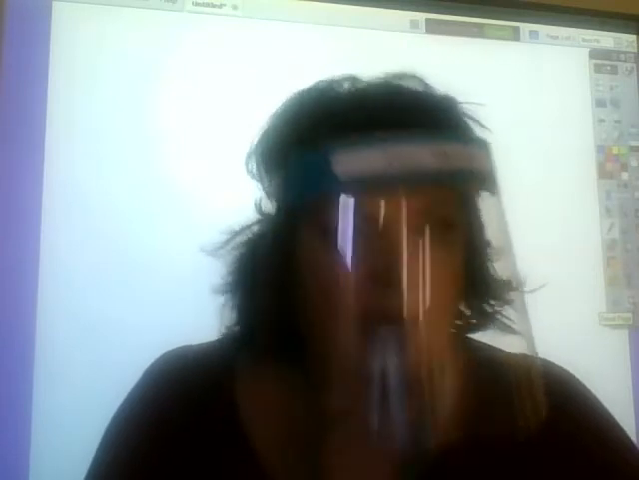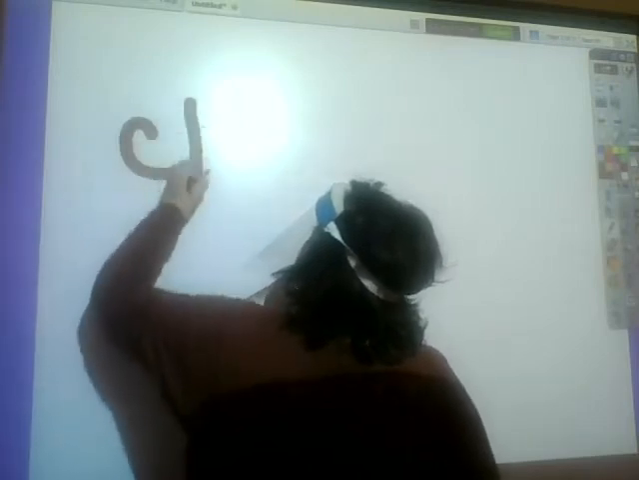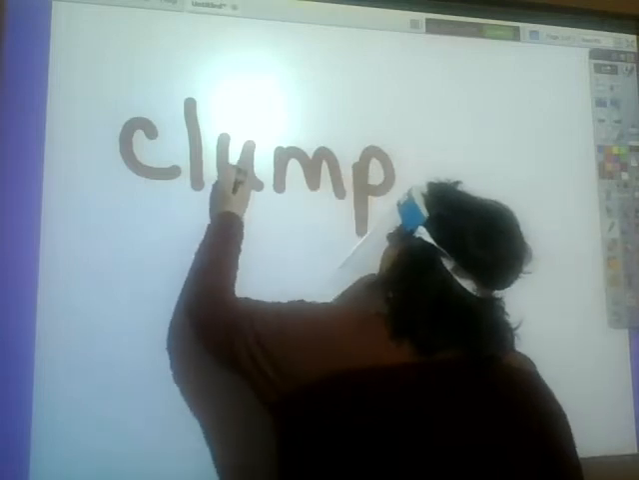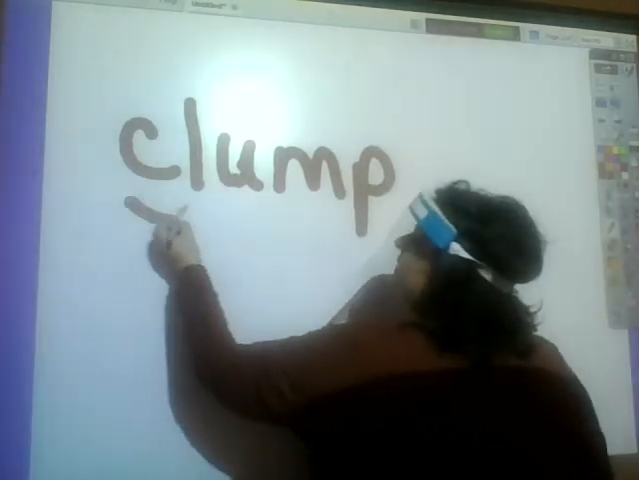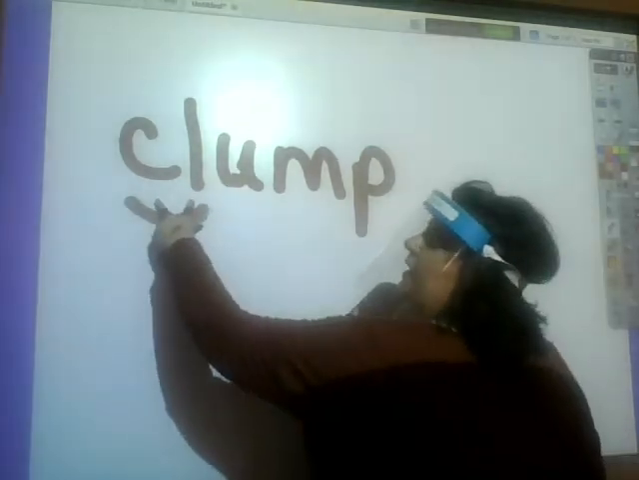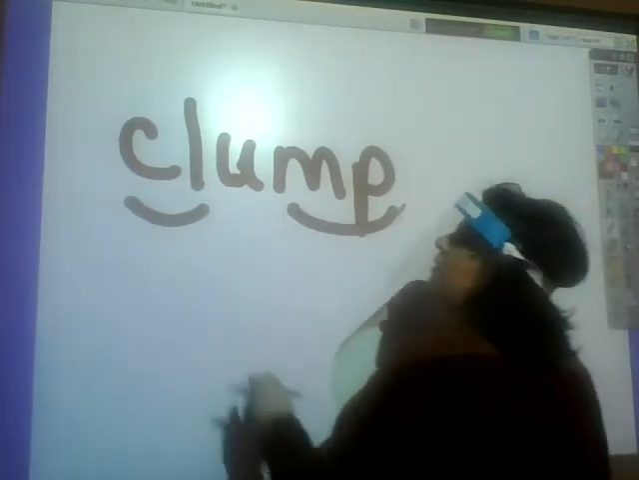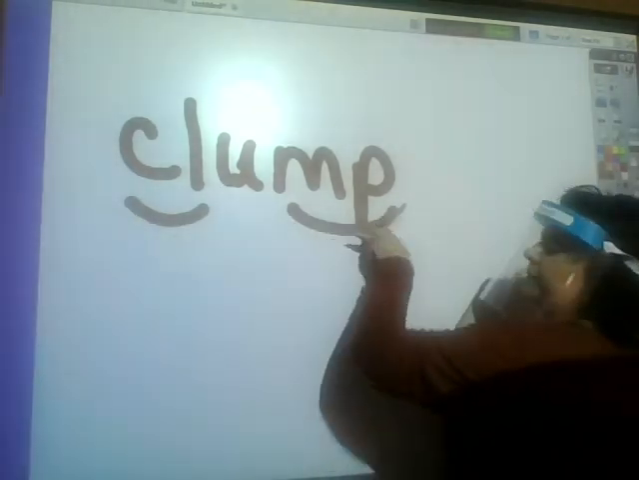So now we're going to work on our short U sounds. Again, we're looking for those blends, those letter blends that tell us how to say each word. So let's write the word C-L-U-M-P. We have a blend here at the beginning of this word. It says clump. Here's that blend of MP. Don't leave that out. Clump.